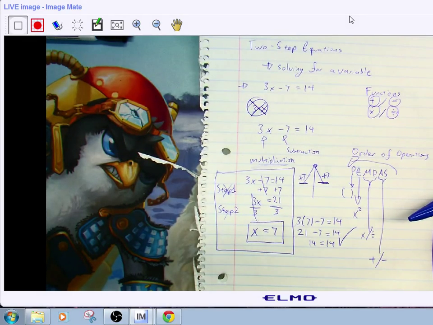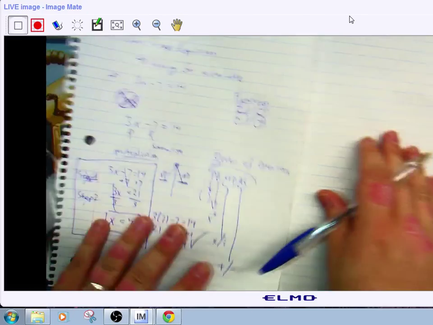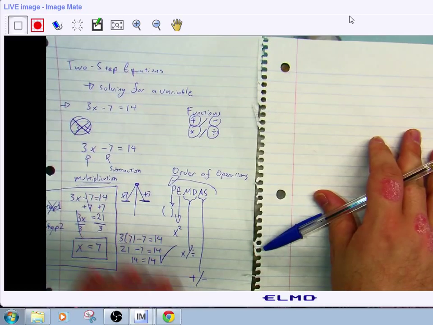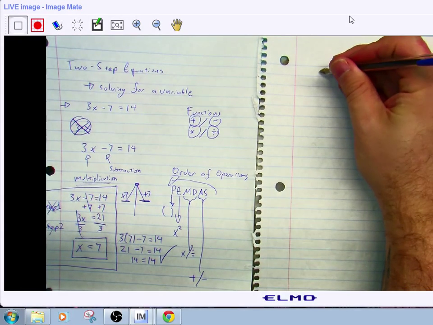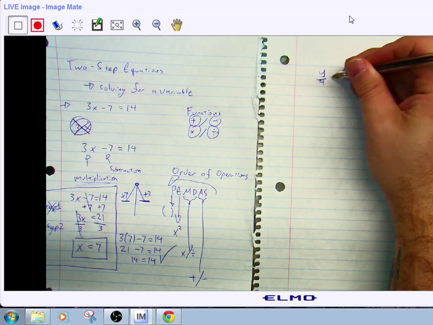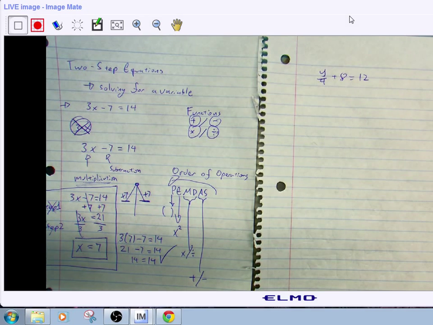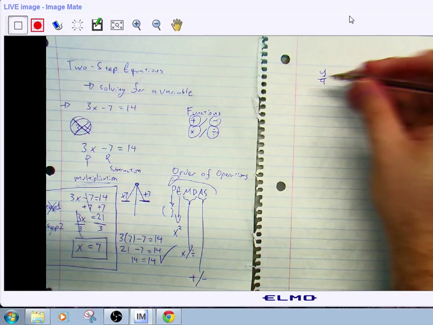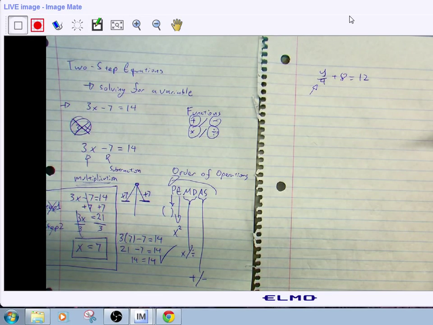Easy enough? Okay, let's look at the number 3 here. This one was a little bit more challenging. Okay, I'll leave this on the side here. When we're looking at the problem we did for number 3, we have y over 4 plus 8 equals 12. All right. And again, let's just identify what's going on here. This y divided by 4 is telling us what? What's that saying?